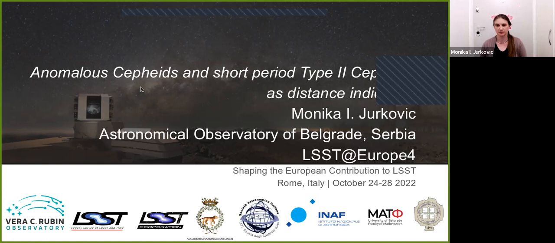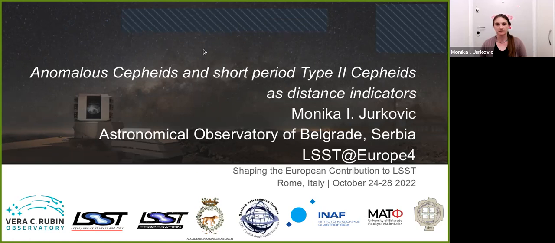Astronomical Observatory of Belgrade in Serbia. And I would like to talk about the usage of anomalous Cepheids and type 2 Cepheids as distance indicators in the future observations of LSST.